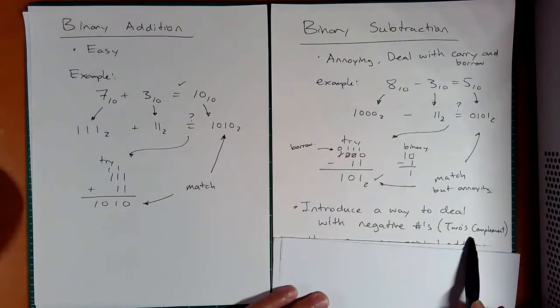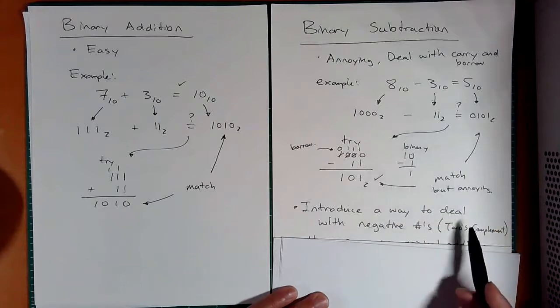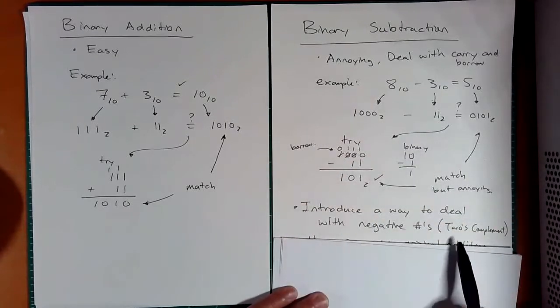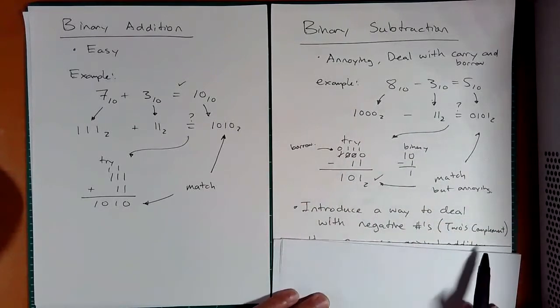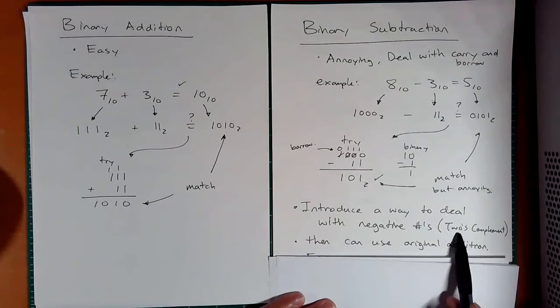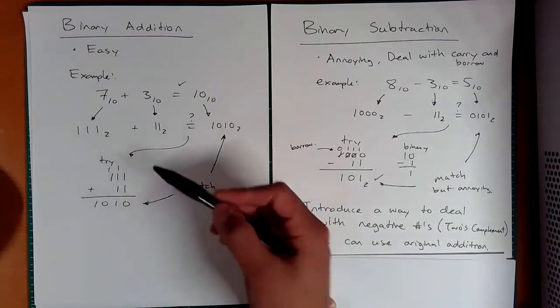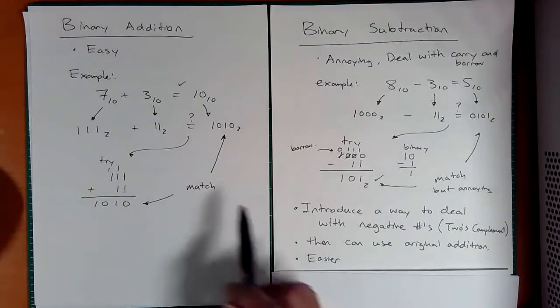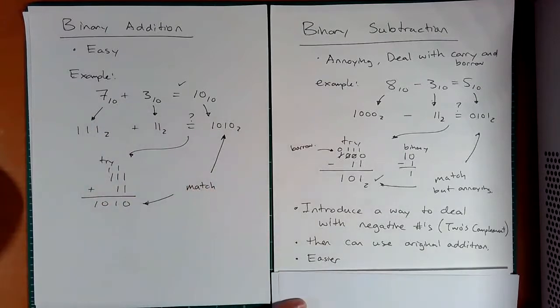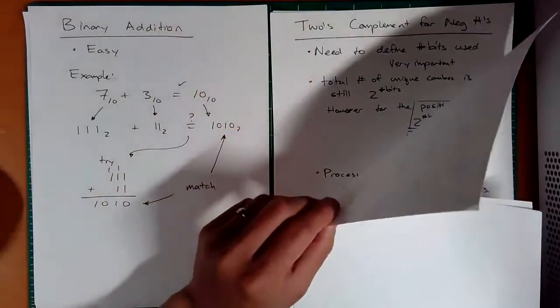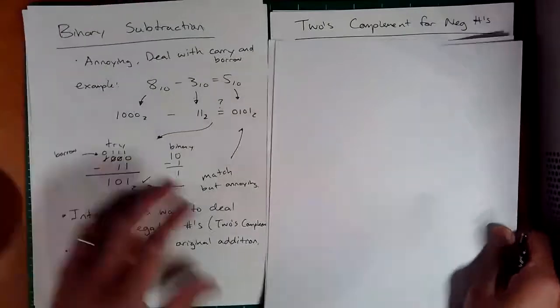And actually, that's called 2's complement. And if you remember, 1's complement is just flipping the bits, right? 2's complement is going to be flipping the bits plus something else. Because if you can represent things with 2's complement or negative numbers, you can still use that original addition here, which is super easy. You just add 2 numbers, okay? So that's the story. Now, let's look at this 2's complement for negative numbers.